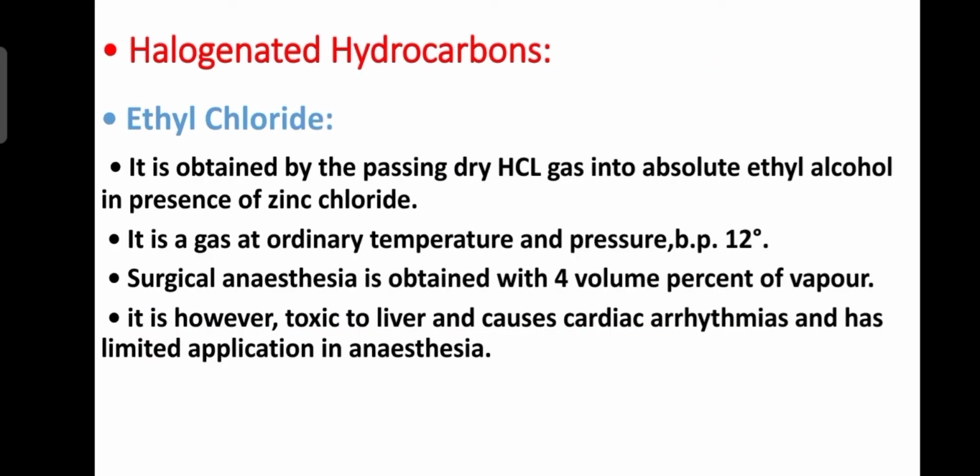Next type of inhalation anesthetic is halogenated hydrocarbons, that is ethyl chloride. It is obtained by passing dry HCl gas into absolute ethyl alcohol in presence of zinc chloride. It is a gas at ordinary temperature and pressure. Surgical anesthesia is obtained with 2 volume percent of vapor. It is however toxic to liver and causes cardiac arrhythmias and has limited application in anesthesia.